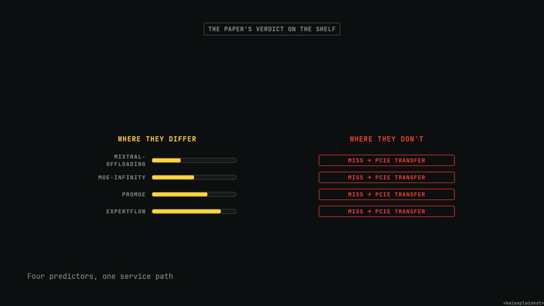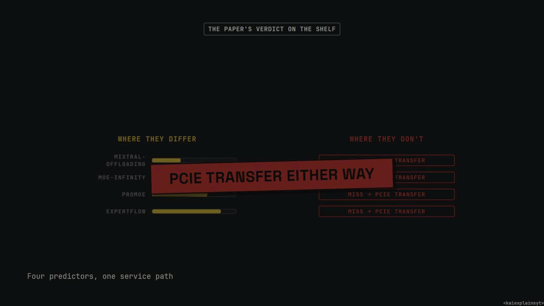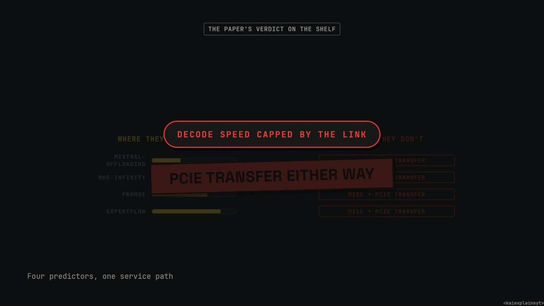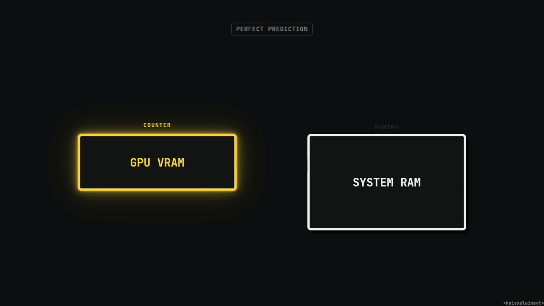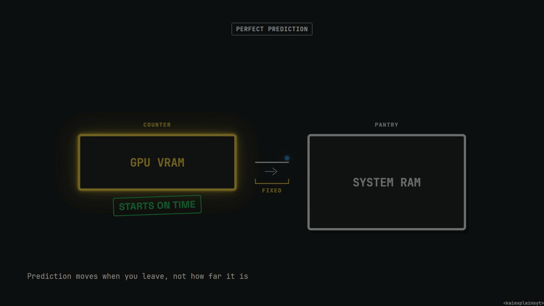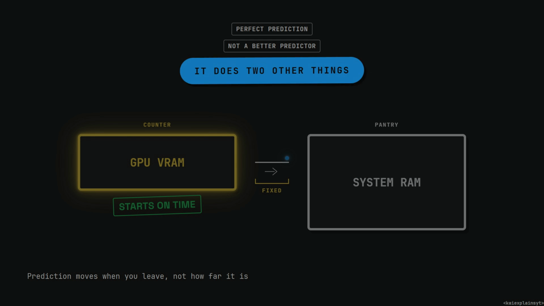Every miss still ends up as a PCIe transfer, so decode speed stays capped by the link no matter how good the prediction gets, while the CPU sits there doing nothing. In kitchen terms, perfect prediction means you always start walking to the pantry at exactly the right moment, and it does nothing about the length of the hallway. FreeToken doesn't try to predict better. It does two other things.